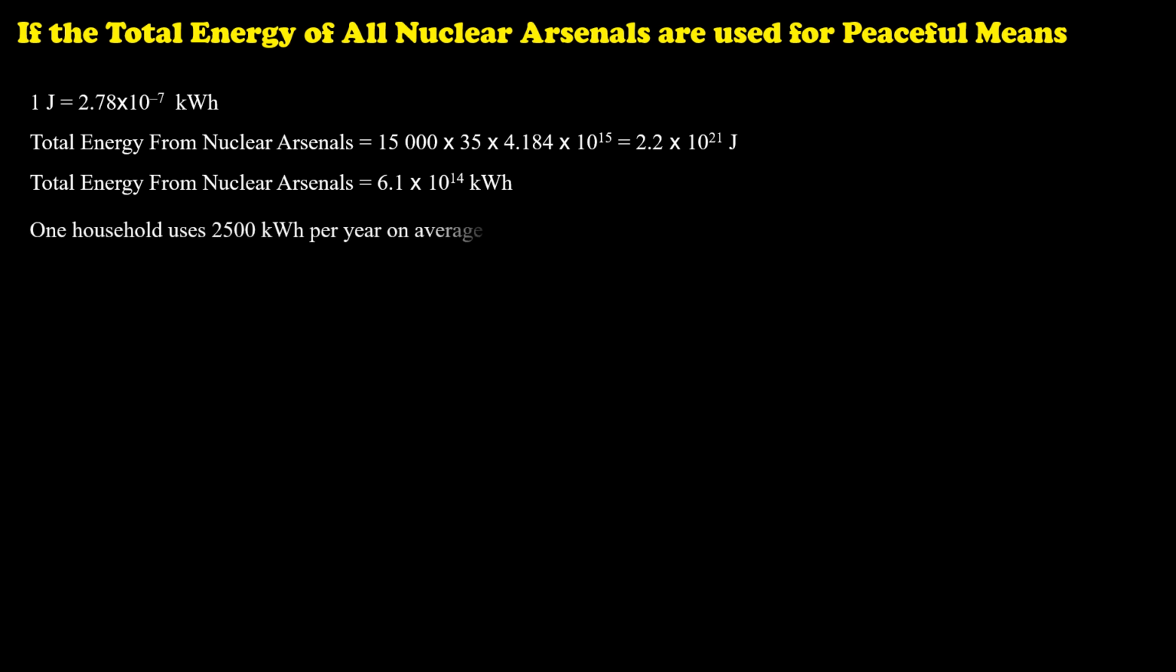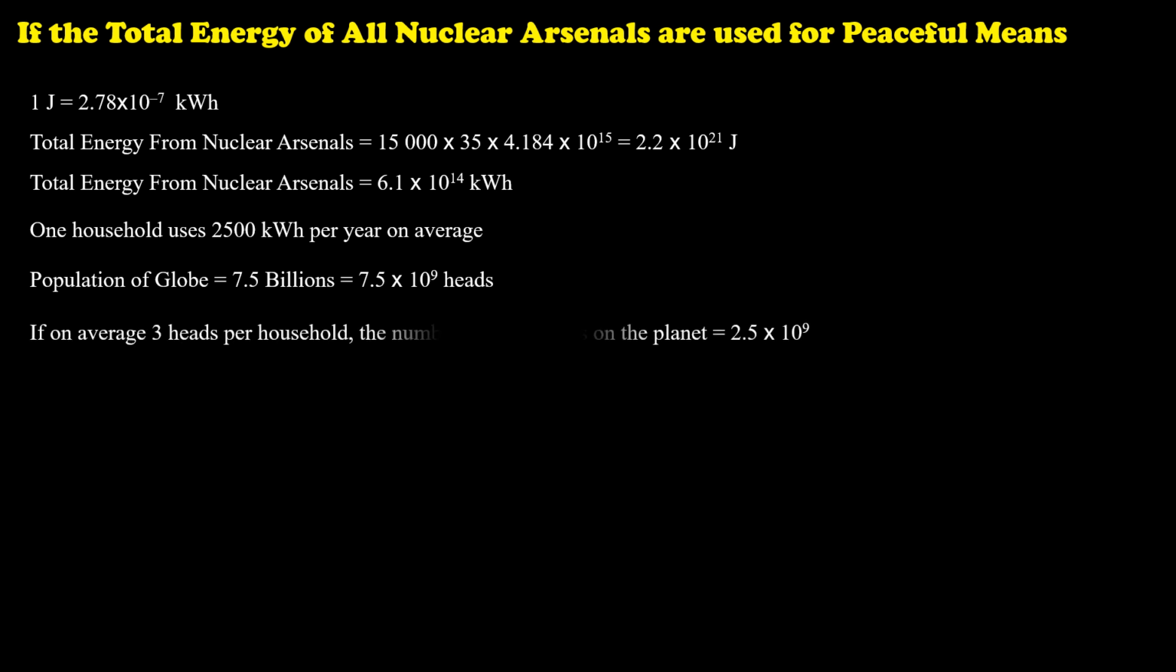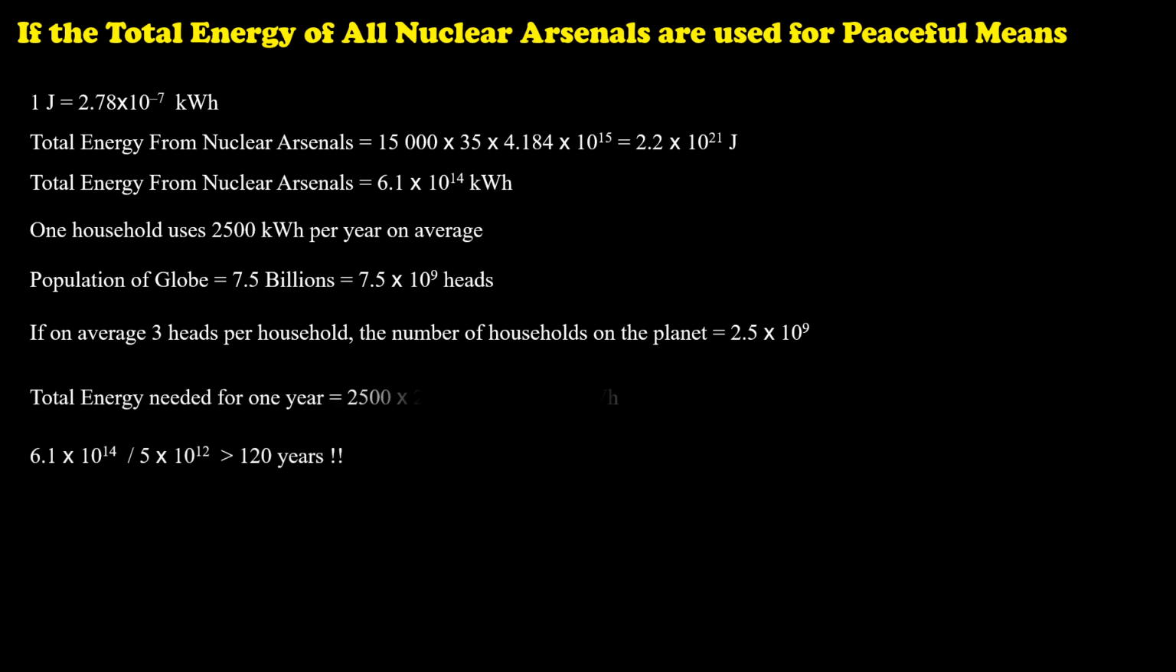Then, although maybe this is only semi-realistic, on average, if one household uses 2,500 kilowatt hours per year, this is the unit of electricity, and if we assume that the population of the globe at this moment is around 7.5 billion, going to become 8 billion, then 7.5 times 10 to the power 9 people. And then for simplicity, if I assume that each household on average has 3 heads, then the number of households on the planet could be around 2.5 times 10 to the power 9. Then if we assume this is the consumption of energy that we had, practically here we need this amount of energy.